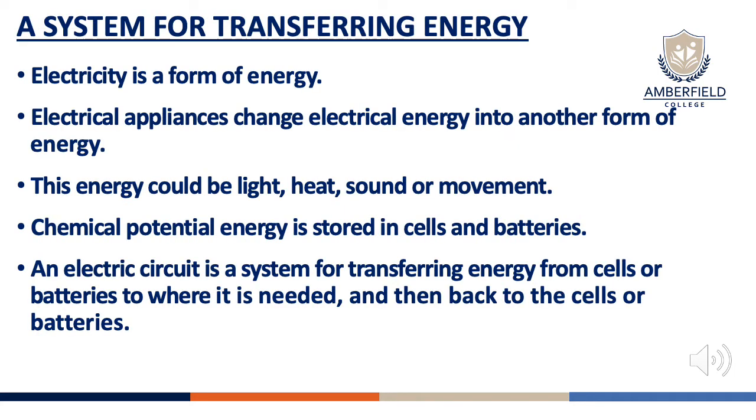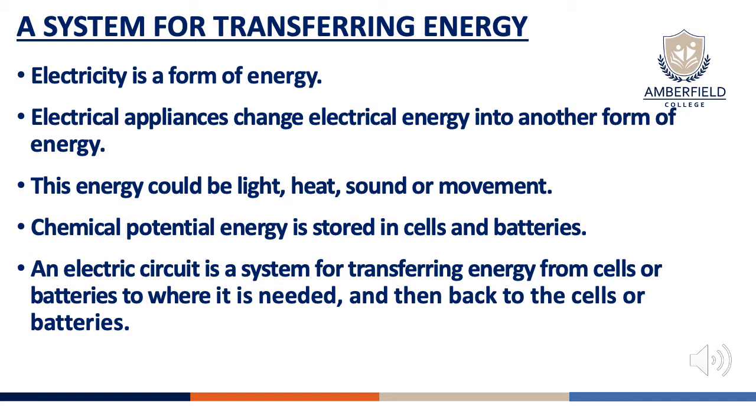A system for transferring energy. Electricity is a form of energy. Electrical appliances change electrical energy into another form of energy. What we need to understand is that energy can change into different types, and we can take one type of energy and change it into another type of energy for our benefit. So here we say an electrical appliance can change electrical energy into another form of energy. This energy could be light energy, heat energy, sound energy, and movement energy.